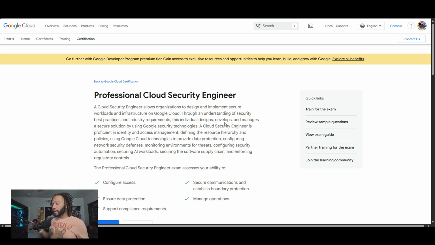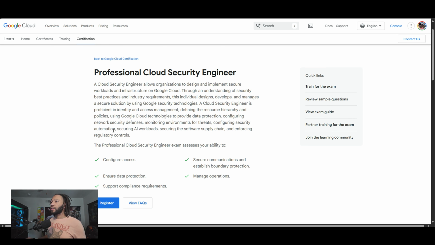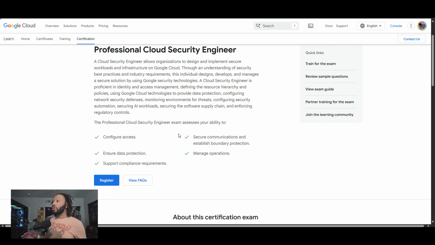All right, so once you get the Associate Cloud Engineer, aka ACE, for Google Cloud, then I think the next best thing for you to do is go for the Professional Cloud Security Engineer certification. Essentially, the certification sounds exactly like what it is. The Cloud Security Engineer allows organizations to design and implement secure workloads and infrastructure on Google Cloud. What this helps you do is assess your ability to configure identity access management at scale, defining those resource hierarchies and policies and whatnot.